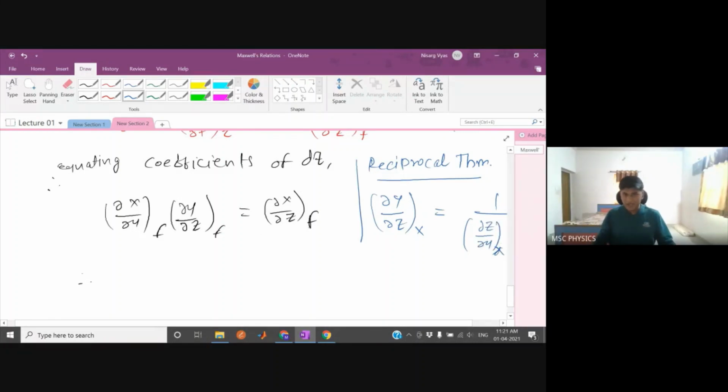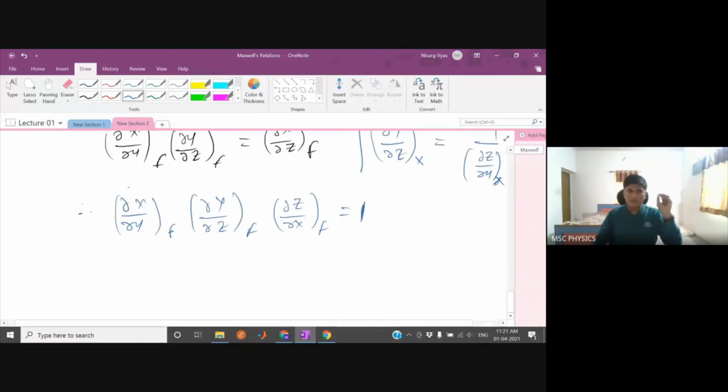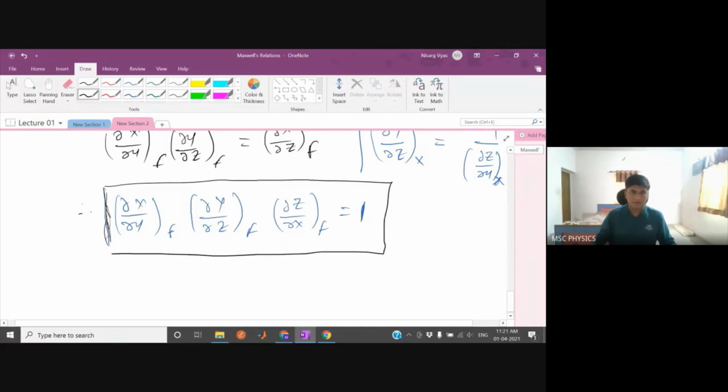So I'm taking this to the other side by inverting it. This is known as the reciprocal theorem. This is just extra knowledge that you have because of your simple partial differential equations. So del x by del y at constant f into del y by del z at constant f into del z by del x at constant f, and this multiplication is equal to 1. And I did all of this rigorous mathematics just to prove this equation. So this is the relation which is being used.